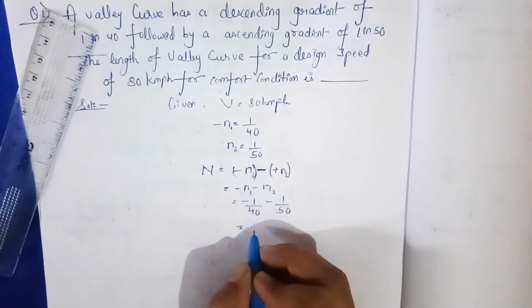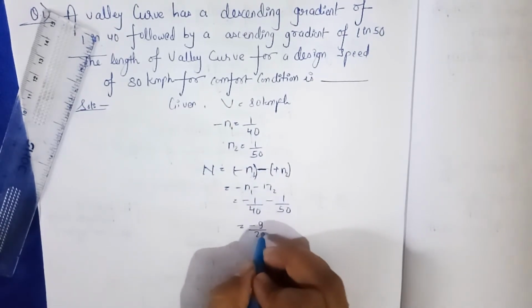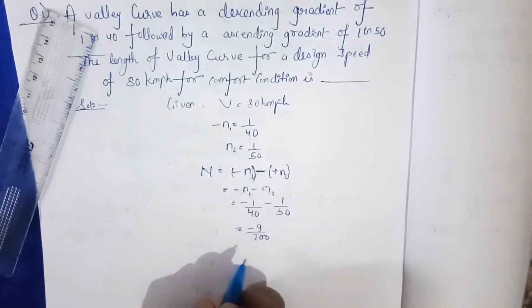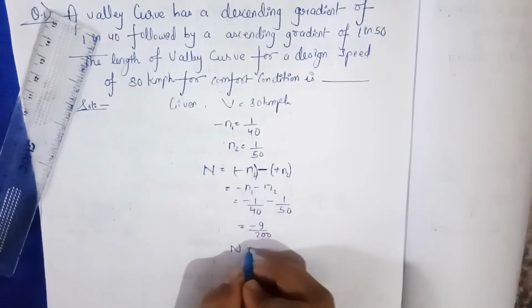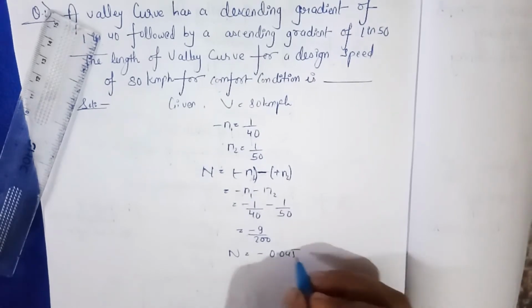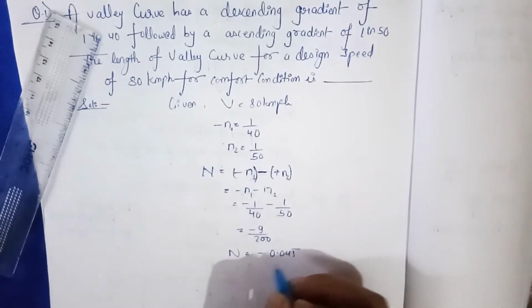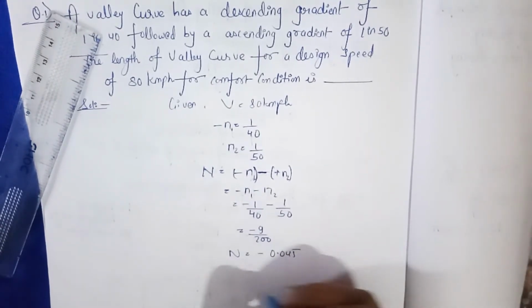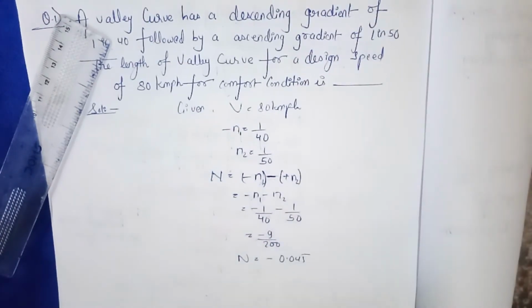So if you solve this, you will get the value as -9/200. So this will be equal to minus 0.45. The minus shows that this is a negative value of gradient. Negative means valley curve. So this is for a valley curve.